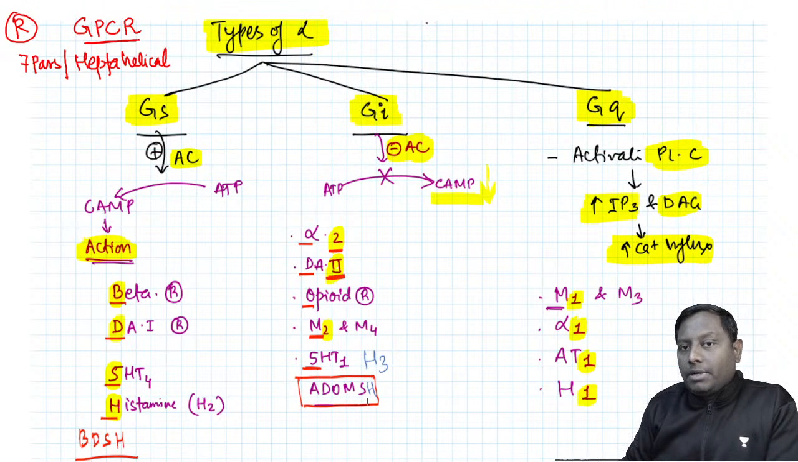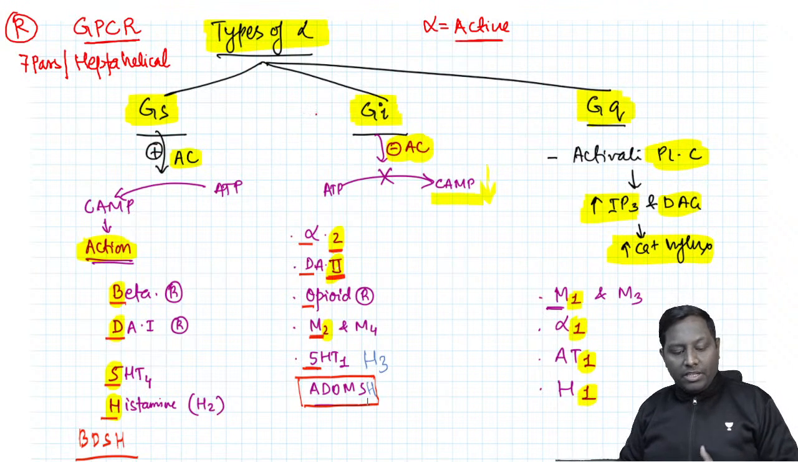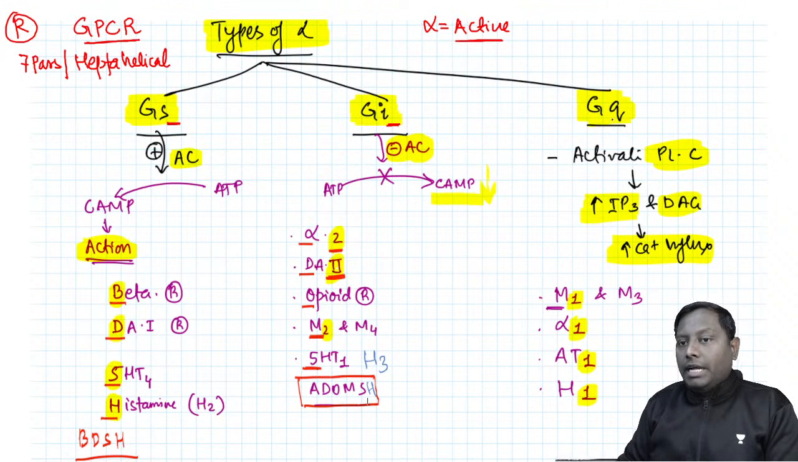In the G protein coupled receptor, alpha is considered the active part, and alpha has multiple types. This alpha that we have can be of multiple types. It can be GS, GI and GQ.